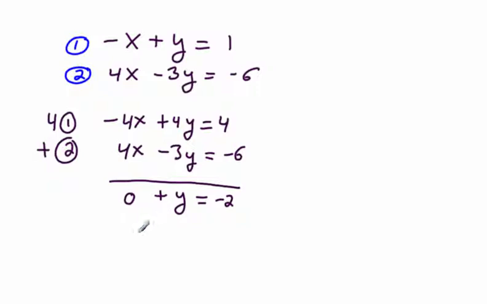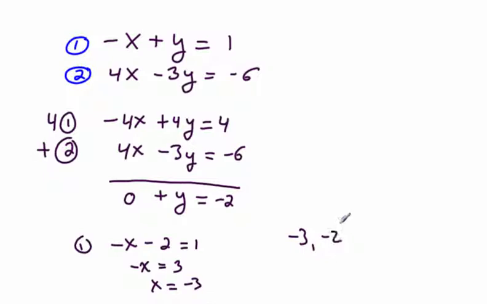And then we will substitute y equals negative 2 into either equation 1 or equation 2. It looks to be easiest to do in equation 1. So we'll put it in there. We have negative x minus 2 equals 1. And therefore, negative x equals 3, or x equals negative 3, which is the same answer we had the first time, which is negative 3 comma negative 2 as our solution.